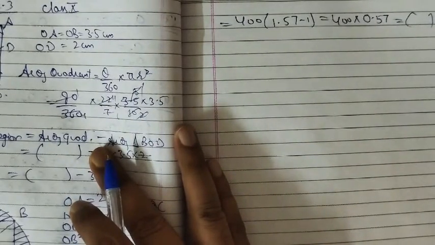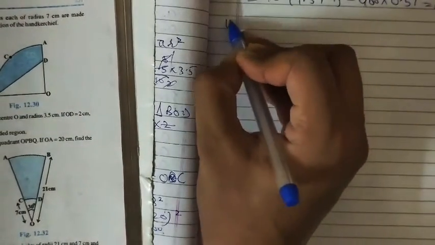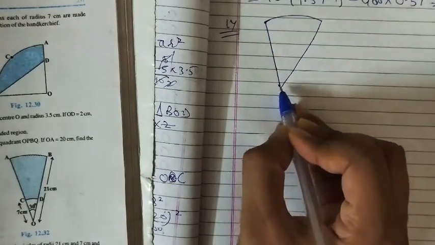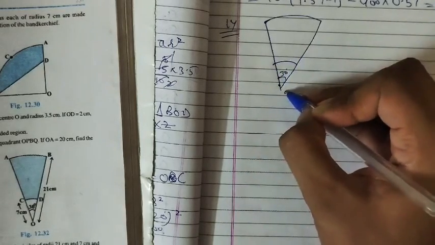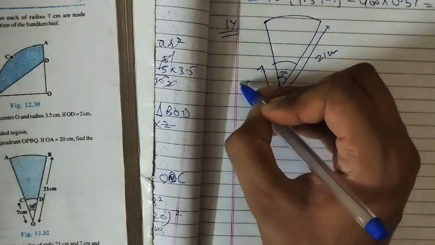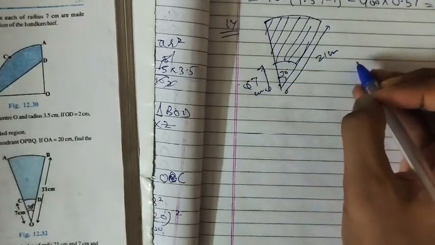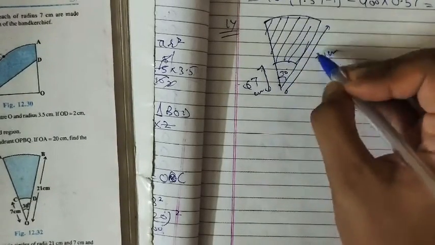Next, question number 14. In question number 14, it is given this sort of figure. And this is 30 degree, this is 21 centimeter, and this is 7 centimeter. So very easy it is. How do you have to do it? Just subtract the outer sector minus the inner sector.